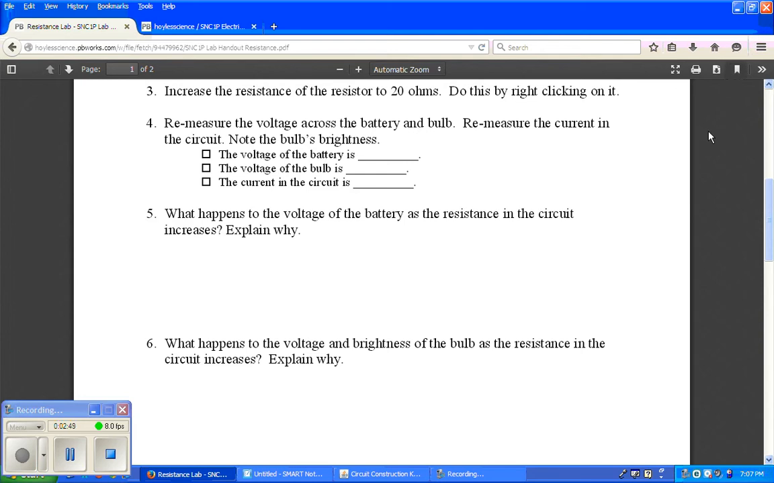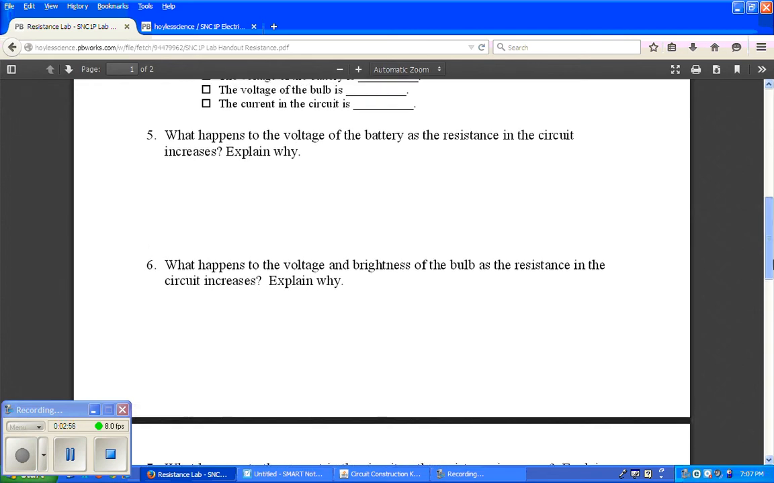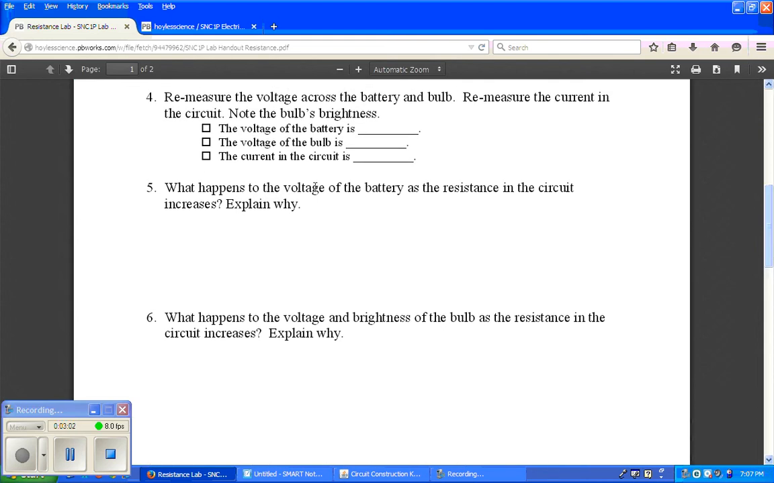Let's go on to question 5. Question 5 says, what happens to the voltage of the battery as the resistance in the circuit increases? Well, the answer is nothing. It was 9 before, and it's still 9 even though we increased the resistance of the resistor in the circuit. Why? Well, we just have to remember that the purpose of the battery is to provide energy to the circuit. So you can increase the resistance in the circuit, but that battery still has that same amount of energy it's always had, and that's not going to change.